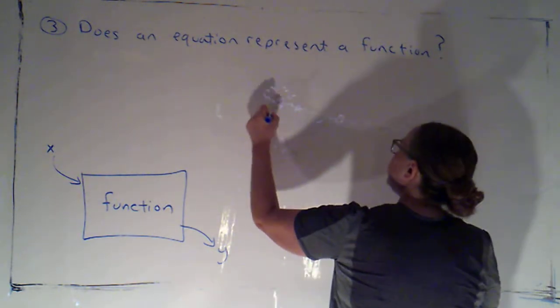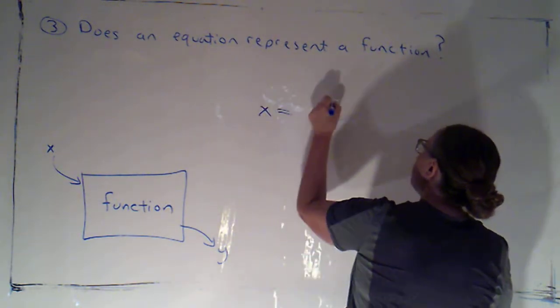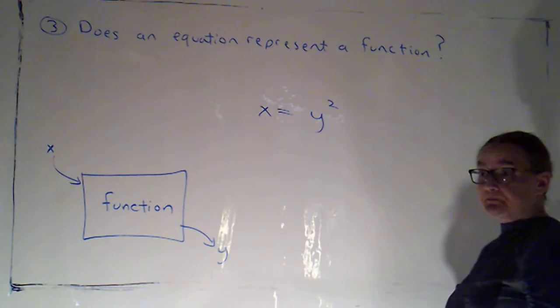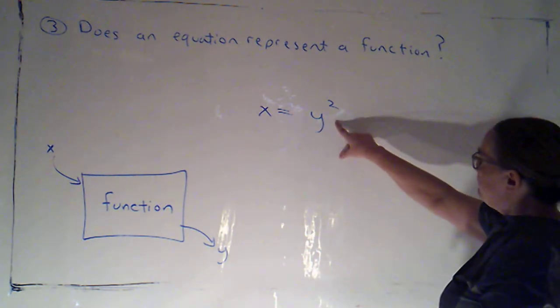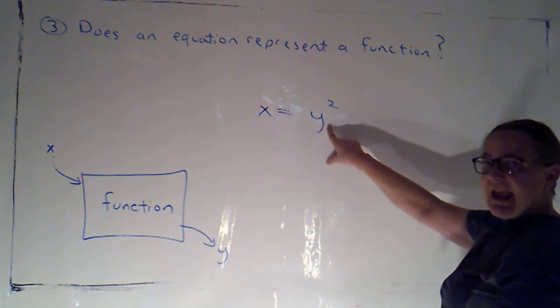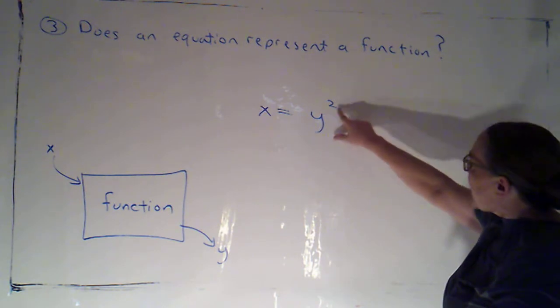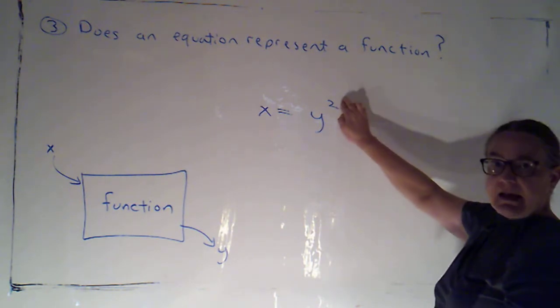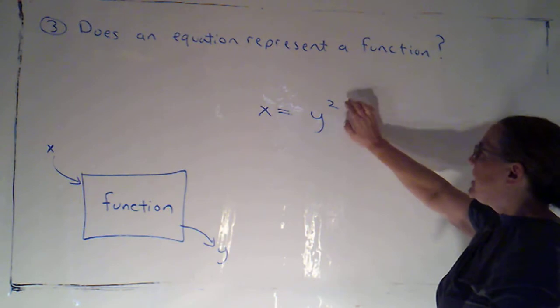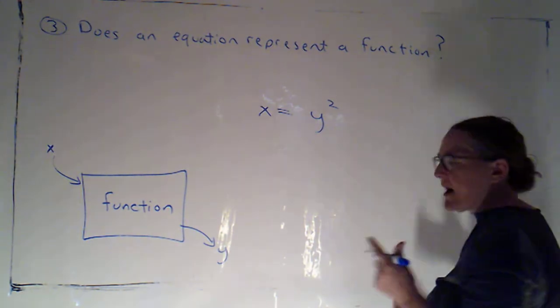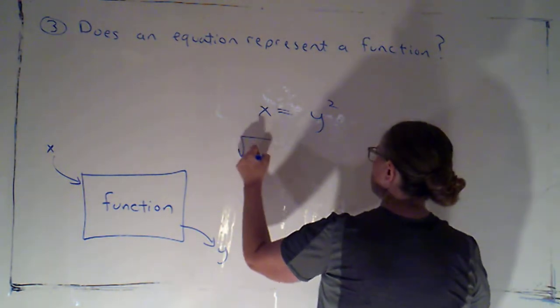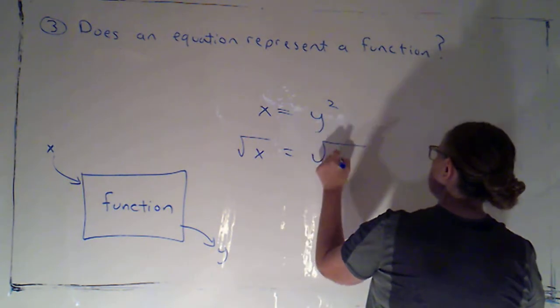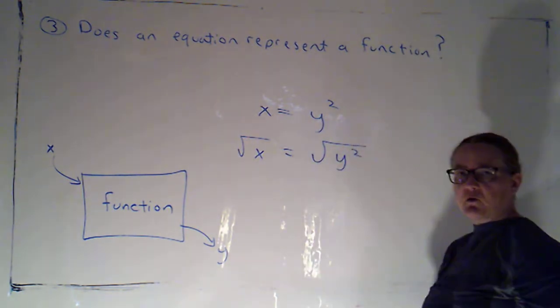What if I have something like this? x equals y squared. Well, here, if I wanted to try to get y by itself, I need to undo what I'm doing to y. So I could try to take the square root of both sides. I could say the square root of x is equal to the square root of y squared.